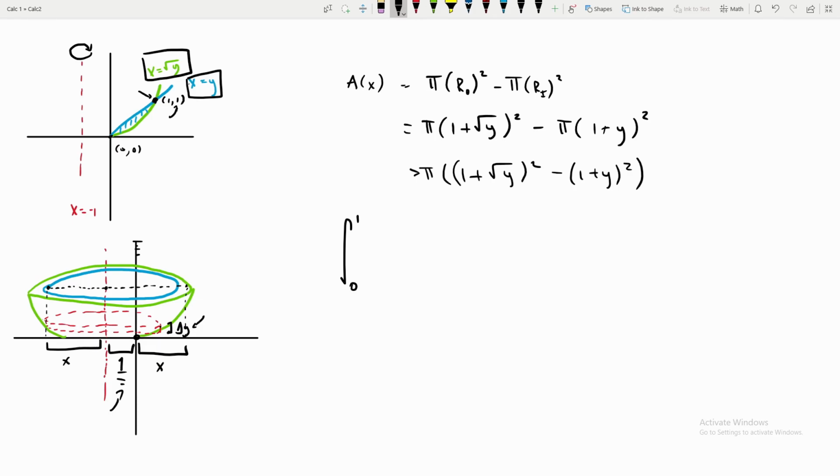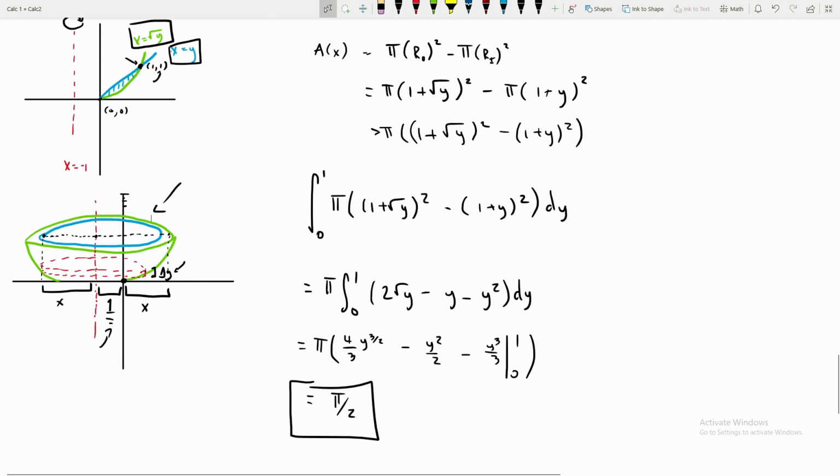And we want to sum up the area, which is given to us by pi, 1 plus the square root of y, squared, minus 1 plus y, squared. And we want to integrate with respect to dy. Now I'm going to fast forward through this integral solution, because again, I'm sure you've seen many integrals like this. So there you go. We have figured out the volume of this sort of like bowl-shaped thing.